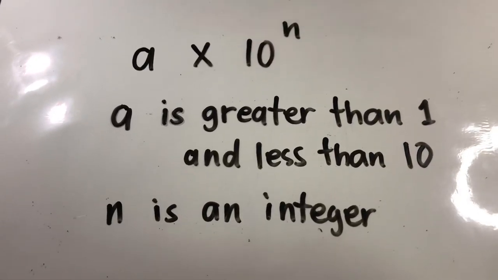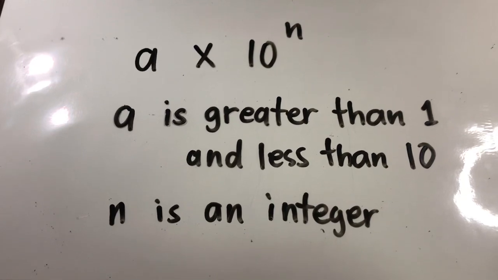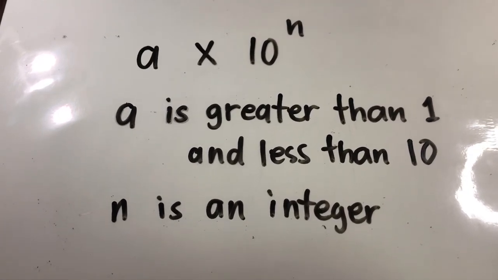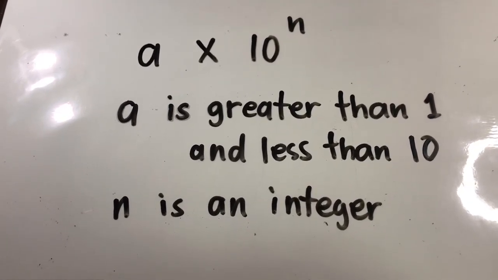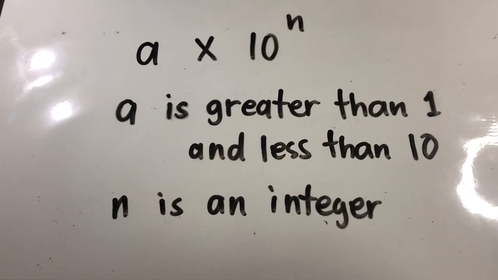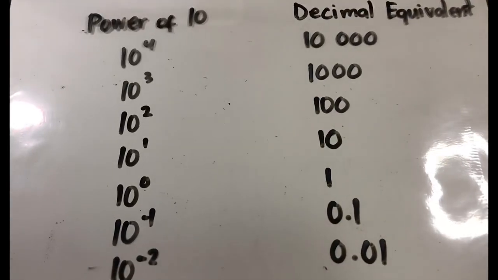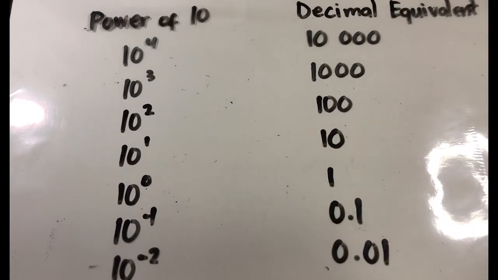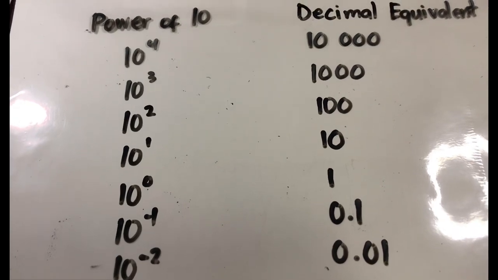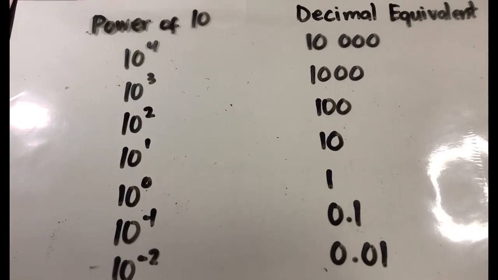Scientific notation is written in the form of a times 10 raised to n, where a is greater than 1 but less than 10 and n is an integer. So before we start with scientific notation, let us focus first on the power of 10 and its decimal equivalent.